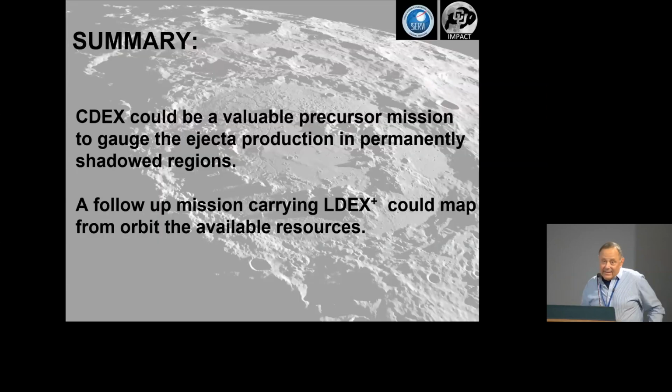And here I am with a summary. I think it would be a good idea to have this type of CubeSat and use it as a precursor mission to gauge the ejecta production, so you could properly scale and figure out what sort of more complicated instrument you should fly the next time around. And a SUDA type or an LDEX Plus instrument that would now measure the composition could map from orbit what's in the permanently shadowed regions. Thank you.